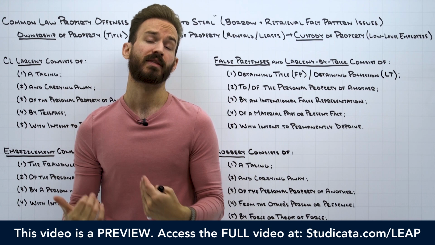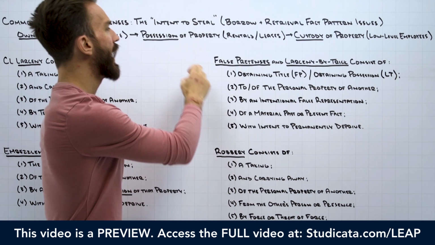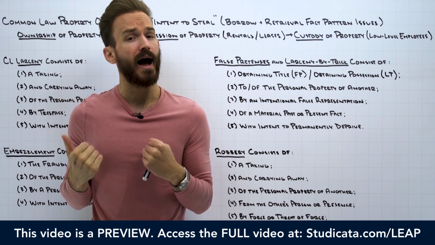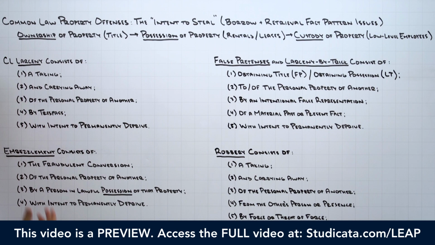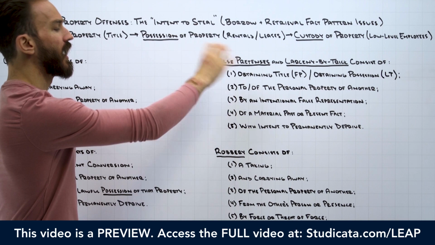Well, when I take that jacket, believing that it's my own jacket, but in fact, it's my friend's jacket, at that moment in time, do I have an intent to steal? The answer is no. This is just like the borrowing fact pattern. I do not have an intent to permanently deprive my buddy of his jacket when I truly, in my head, believe I'm retrieving my own jacket, right? I don't have the intent to steal. So even though we might have a taking and carrying away of personal property of another by trespass, we don't have the intent to permanently deprive, therefore, I cannot be liable for any of these property offenses.